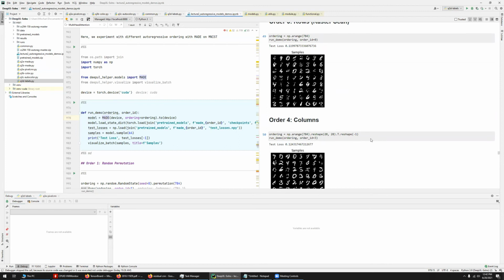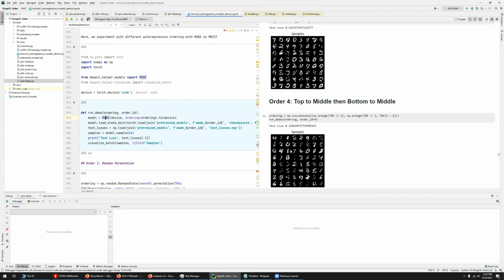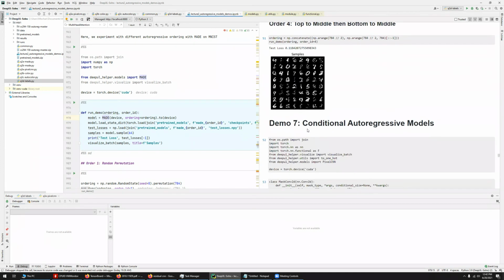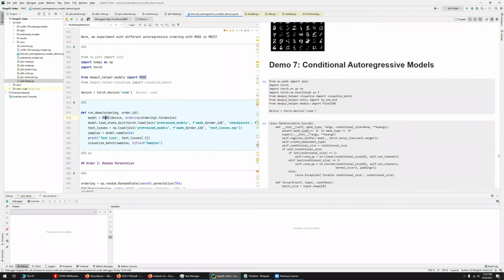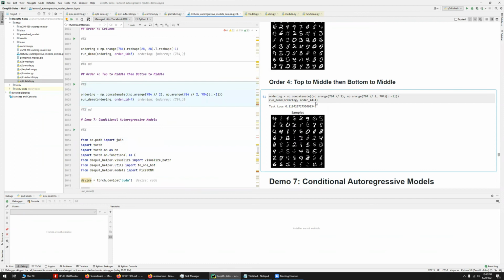So we go 28 by 28 reshape, yeah. But we're going column wise down instead of raster scan. Top to middle and then bottom to middle. So that's another ordering. Okay, and I think this is kind of inspired by the question that someone asked, that instead of raster scan, we actually follow the ordering of the pen, right? Like, what if we go left to right? Or maybe that's what it was.